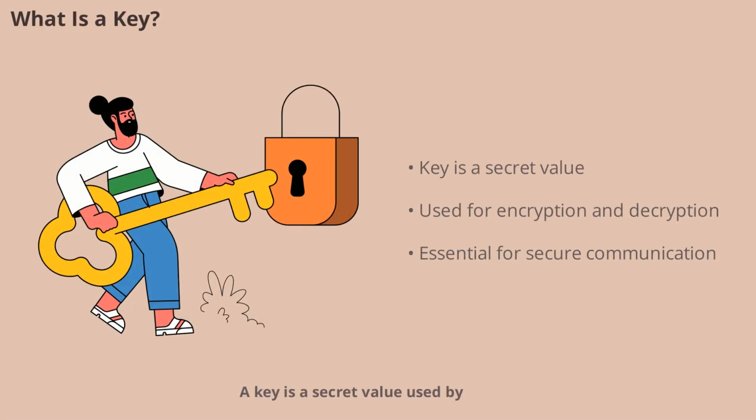A key is a secret value used by an encryption algorithm to lock and unlock information. Think of it as a password, but one that's used by computers to scramble and unscramble messages. Without the correct key, even if someone intercepts the encrypted data, it will look like complete nonsense. This key is at the heart of all encryption systems, and how it's used determines the type of encryption. Today, we'll focus on symmetric encryption, where both sender and receiver use the exact same key.